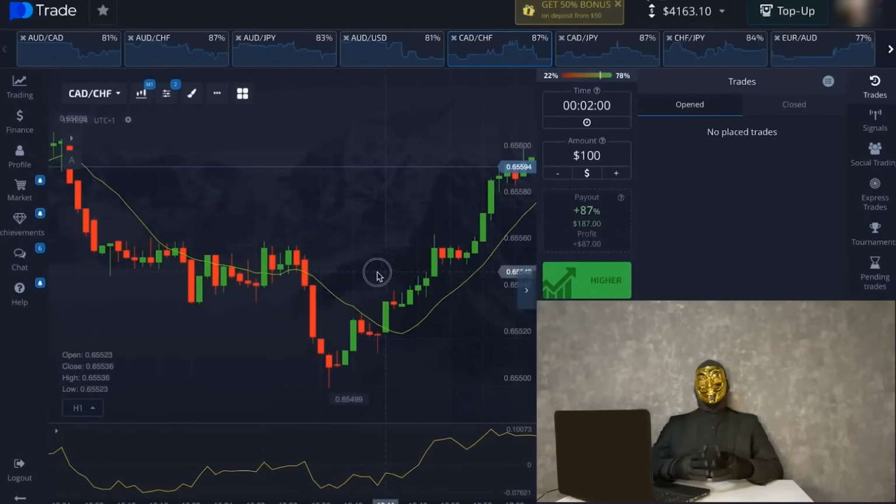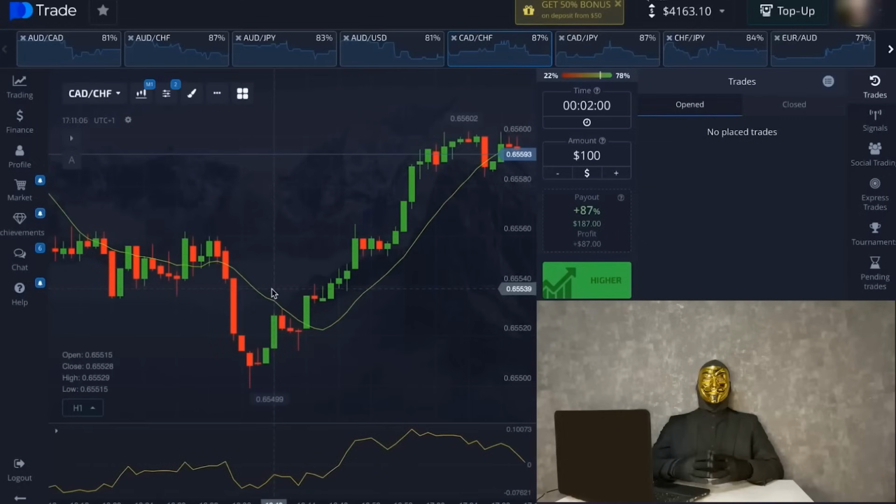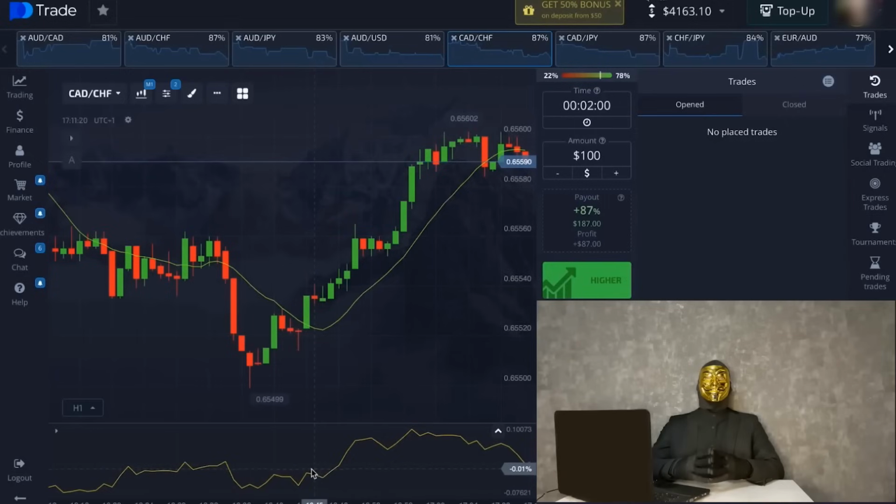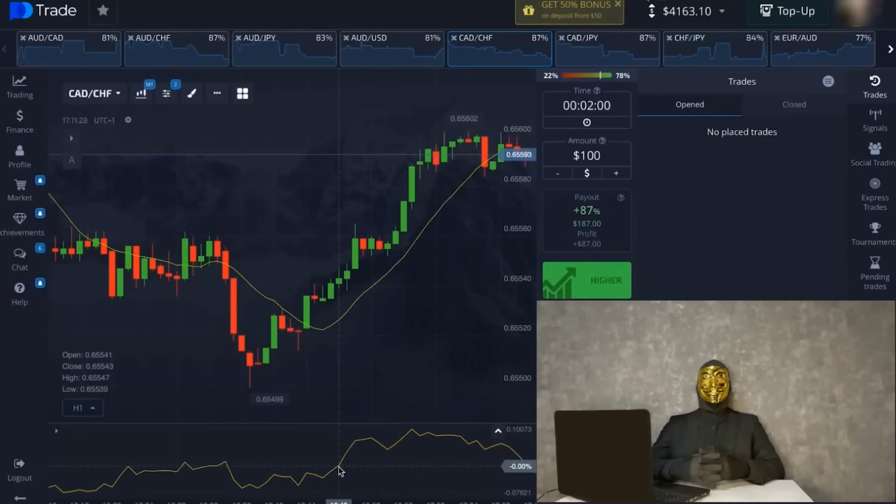Then the price crosses the moving average line from the bottom up, which means an uptrend has begun. We are looking at the rate of change indicator. At the moment of the downtrend, the rate of change indicator line was also below the zero level, and all we need is to wait for the rate of change indicator line to cross the zero line from bottom to top. And here, at this moment, we have to open a deal for an increase of 2 minutes.